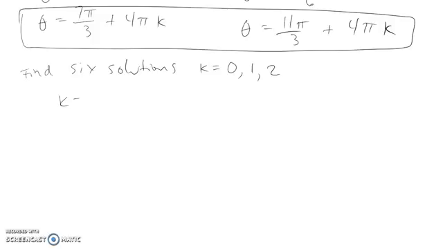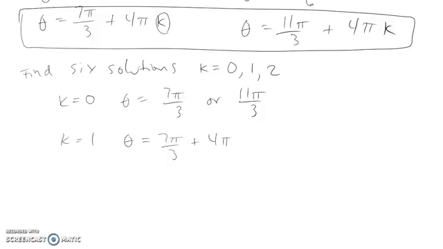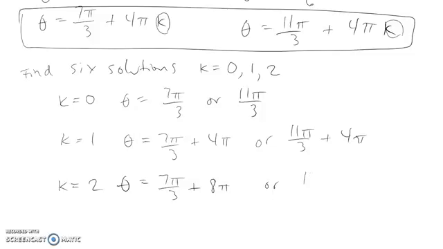Okay? So if k is equal to 0, then theta is going to be 7 pi over 3 or 11 pi over 3. There's 2 solutions. If k is equal to 1, we're going to get theta equals 7 pi over 3 plus 4 pi, right? I'm just plugging 1 in for this k, and I'm going to do it again here, or 11 pi over 3 plus 4 pi. And then it turns out that k equals 2 gives us theta equaling 7 pi over 3 plus, if I multiply 2 times 4 pi, I get 8 pi, or 11 pi over 3 plus 8 pi.